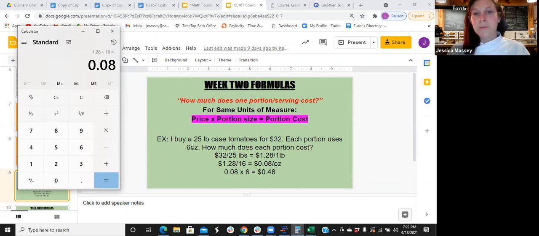Now that you have your price per ounce, you can multiply it by 6 because we have 6 ounces. And when we do that, we get 48 cents. So it basically costs us 48 cents for those 6 ounces of tomatoes.